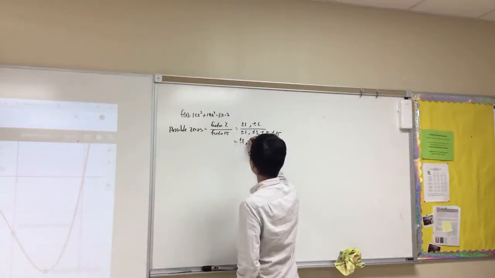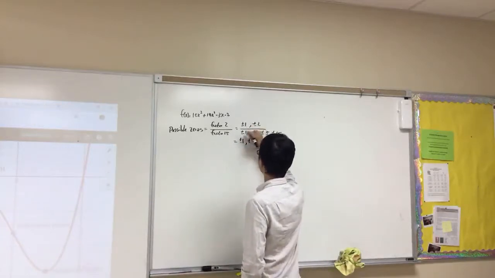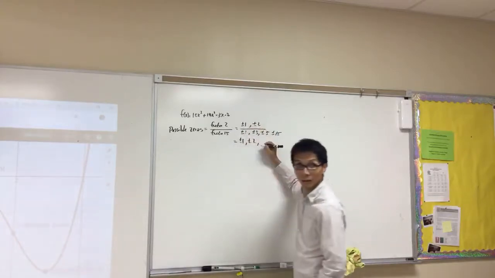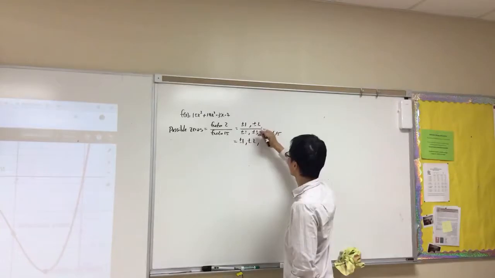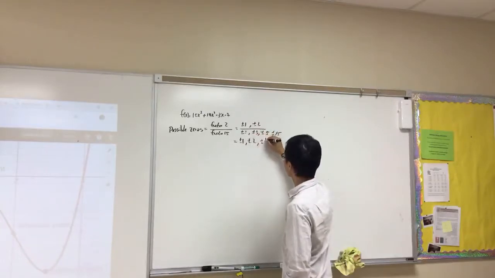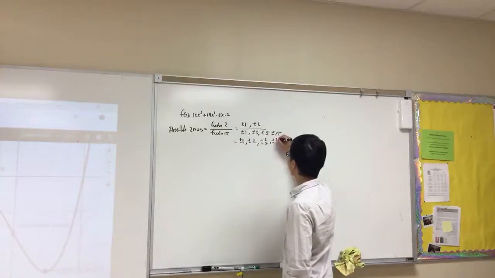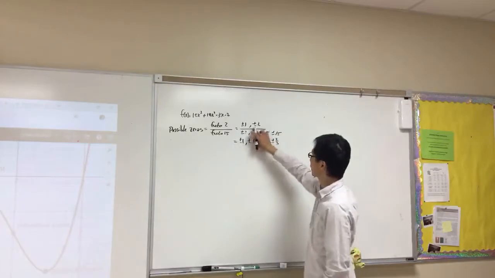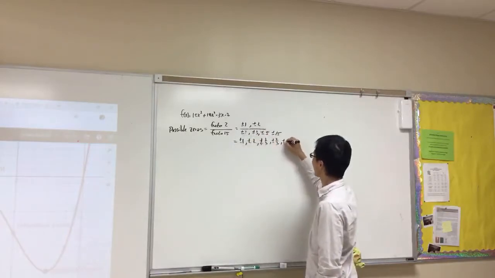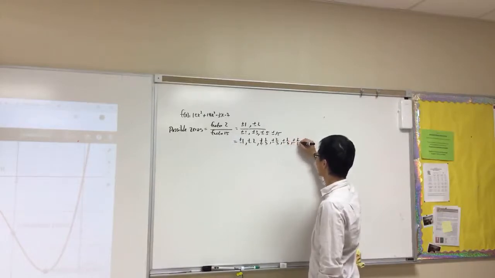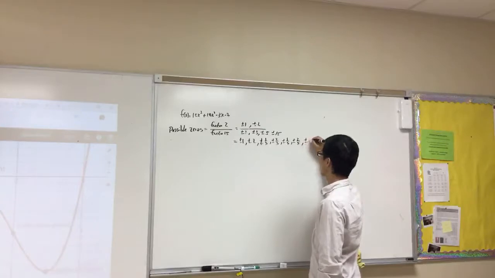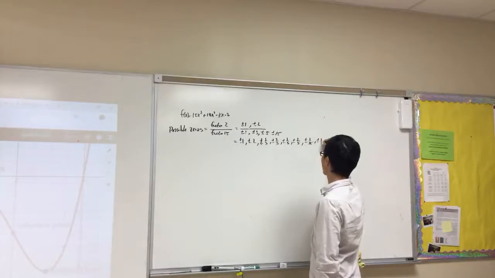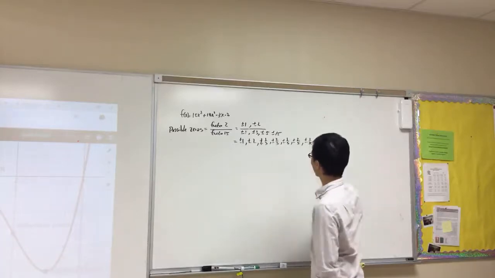Plus minus 1, plus minus 2, right? And then we're gonna go to the 3, so it'll be plus minus 1 over 3, and then plus minus 2 over 3. Then plus minus 1 over 5, plus minus 2 over 5, and then plus minus 1 over 15, and then plus minus 2 over 15. So that's all the possible zeros.